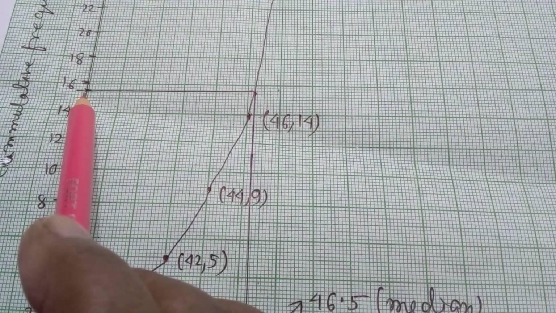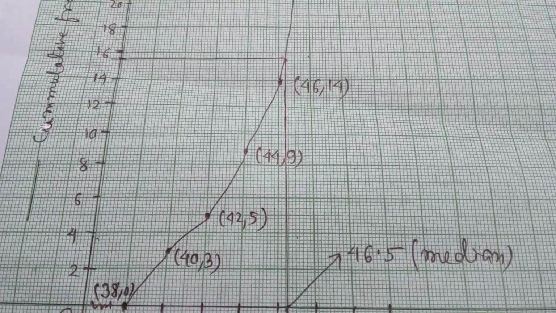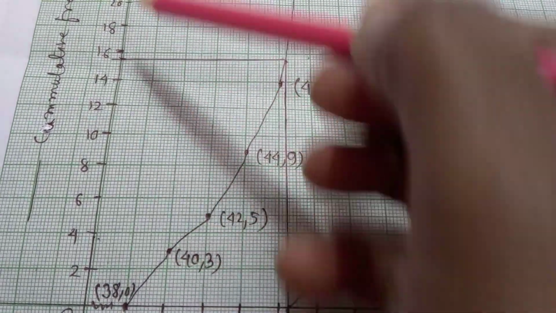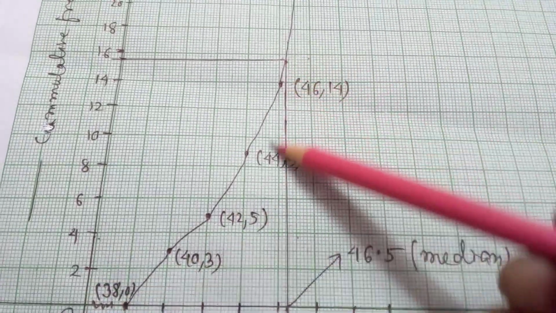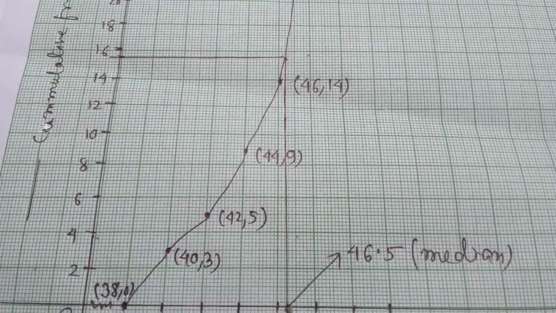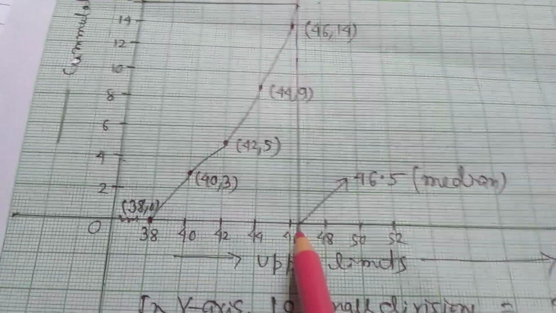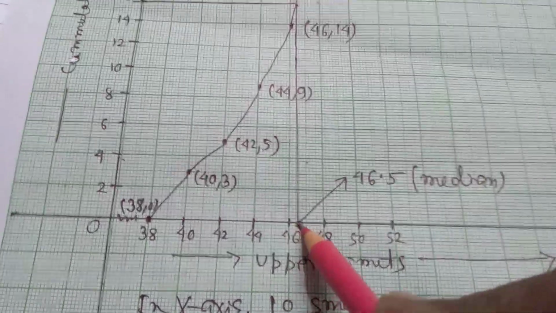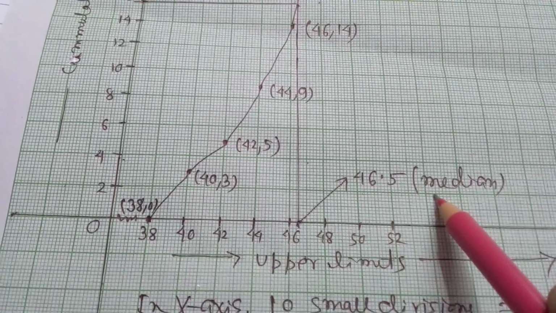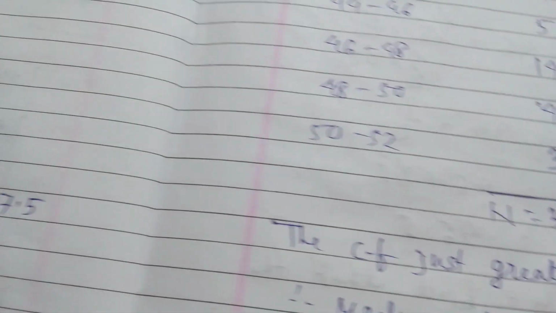So from the point 17.5 you draw a line parallel to the x-axis, a straight line, and again you draw a line parallel to the y-axis. The point where this line intersects the x-axis is the median. So this point, you look here, is 46.5. So through the graph the median is 46.5. And now you have to verify this using the formula.